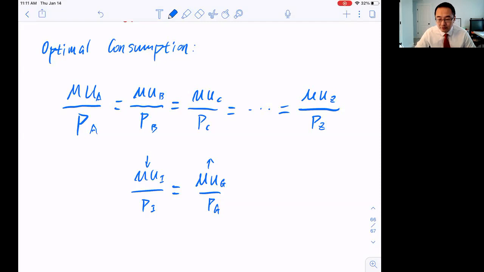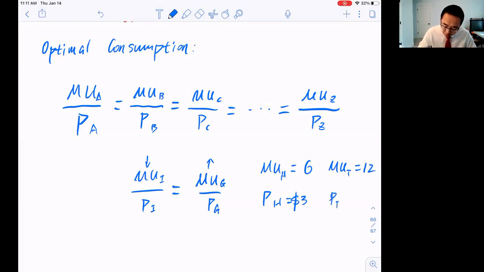So if I tell you that Jason is at his optimal consumption, and he gets a marginal utility of 6 euros from, let's just say, hot chocolate, and the price of hot chocolate is $3. He also consumes, let's say, tacos, and tacos give him 12 euros. What would the price of tacos be?